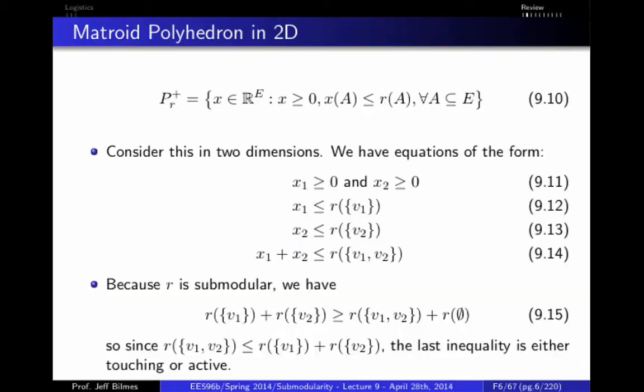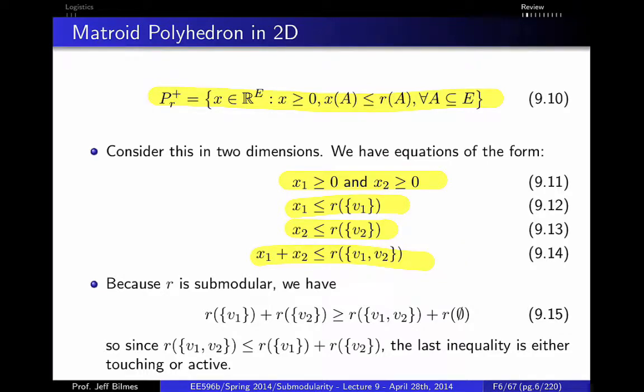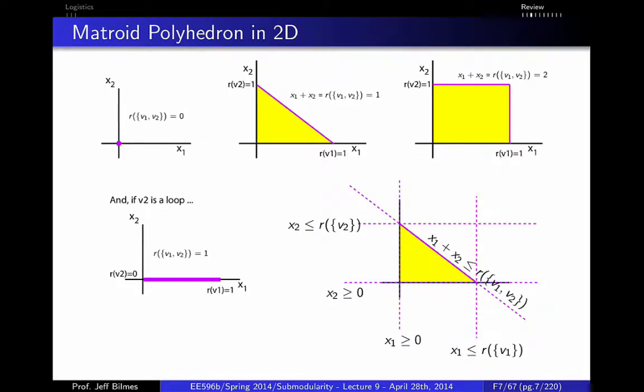Okay. And we also defined Matroid Polyhedra. The first thing was P_r plus, which is based on a rank function of a matroid, which is an intersection of an exponential number of half spaces. And we saw that in 2D, it's the non-negative orthant, we have 3 half spaces. And it basically has to have one of these forms.